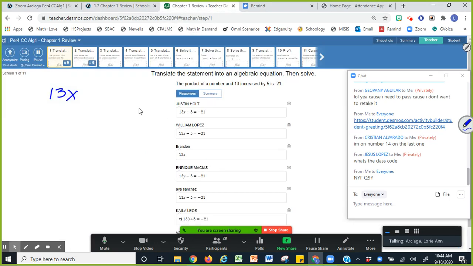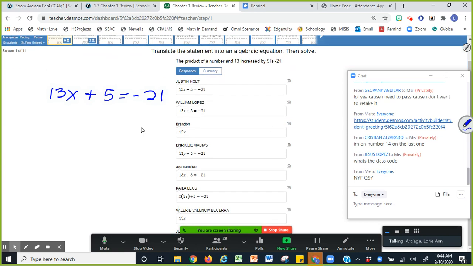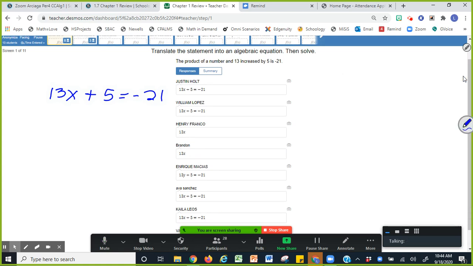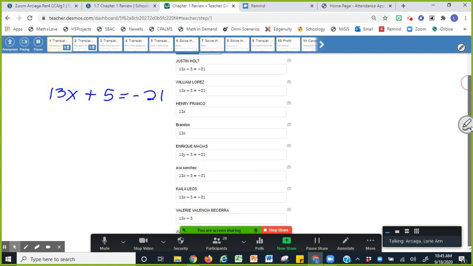Okay, so 13x plus 5 is equal to negative 21. Cool. So later on, go back to this slide and solve for x. I want us to go over all the slides so you don't get stuck when you're alone. So copy this down. At least that will give you an idea of what equation to solve, and you can practice on that later on. I can see some of you are on slide 2 already. That's good. Keep going.